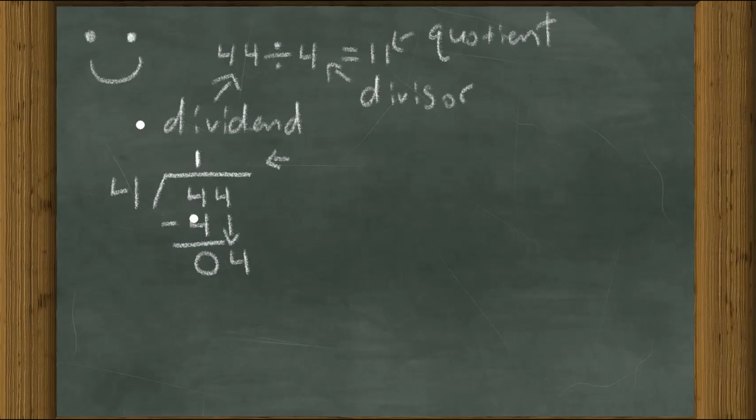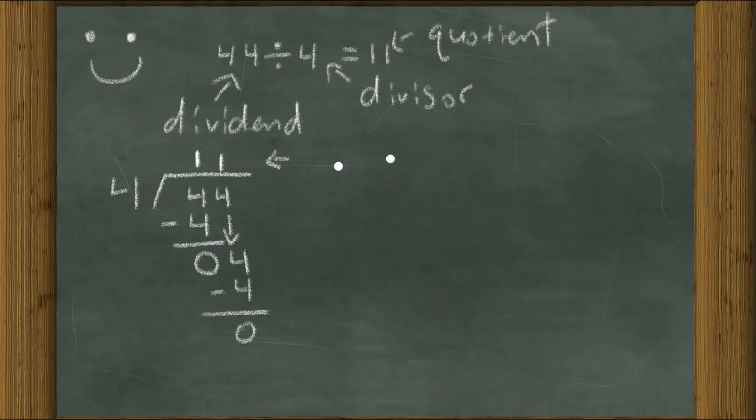And I'm going to do the same thing. How many times can 4 fit into 4? That's 1 time. I'm going to subtract 1 times 4. And that's going to be 0. And we're done with the division problem once we get 0 as the subtraction and there's no more numbers to bring down. So when I say, what is 44 divided by 4? The answer, or the quotient, is 11.